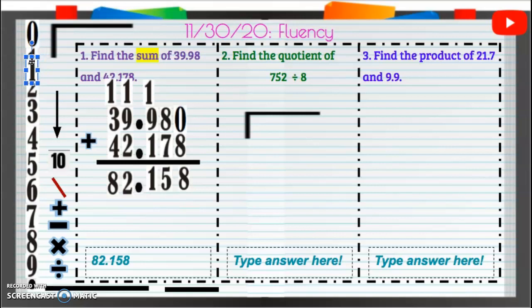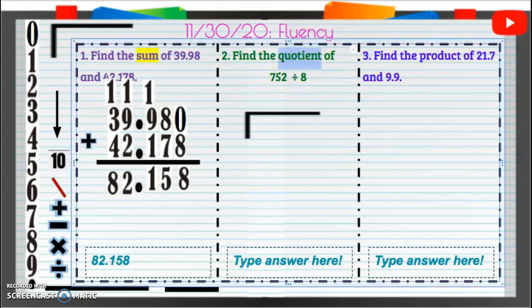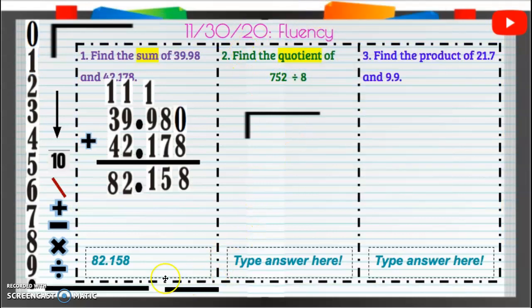All right, now let's look at number two. Find the quotient of 752 divided by 8. So quotient is dividing. So we're going to divide on the inside of the house, it's going to be 752. On the outside of the house is going to be 8. So 752 is our dividend and 8 is our divisor.